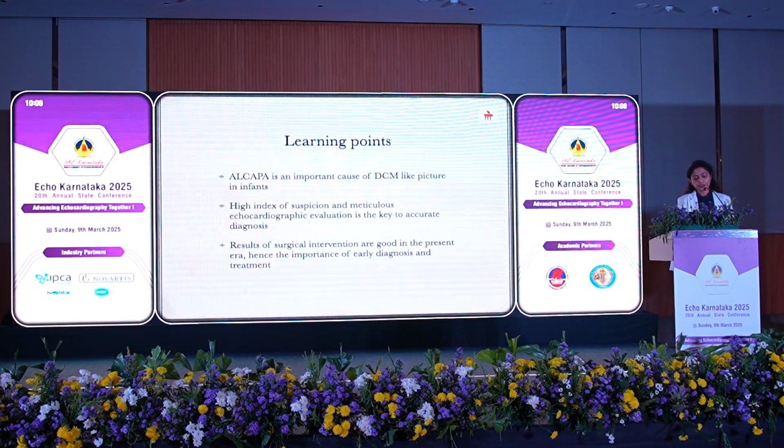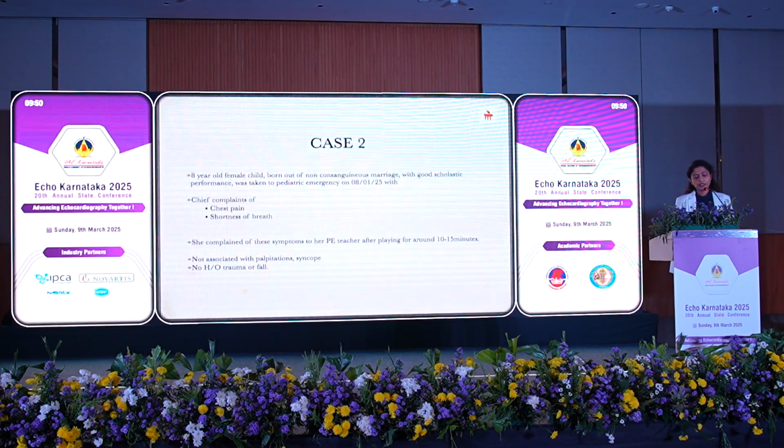High index of suspicion and meticulous echo evaluation is the key to accurate diagnosis, because this is a completely correctable situation with really good long-term outcomes. Surgical intervention results are very good in the present era, hence the importance of an early pickup in these babies. This is a very interesting case.